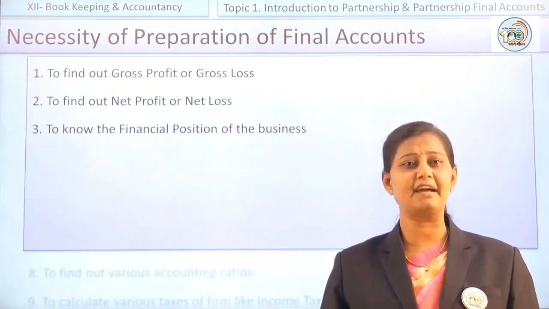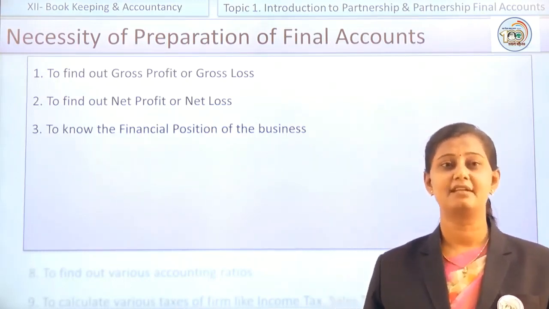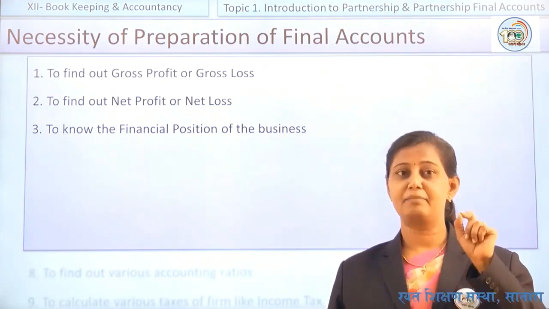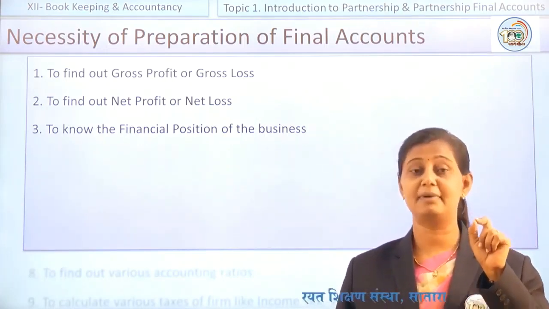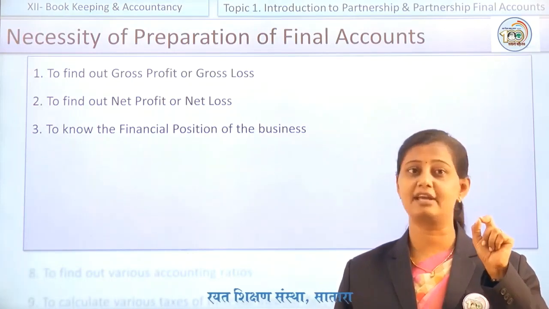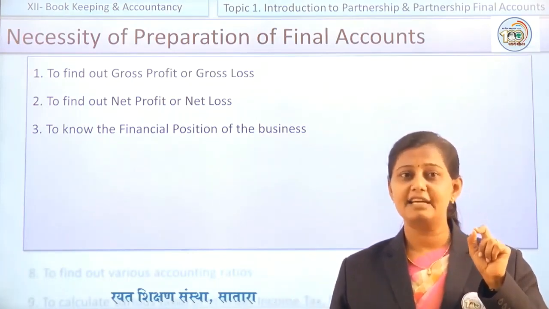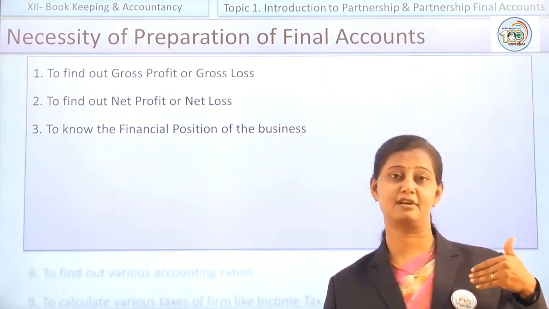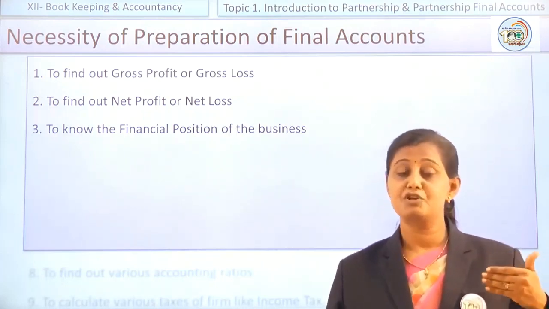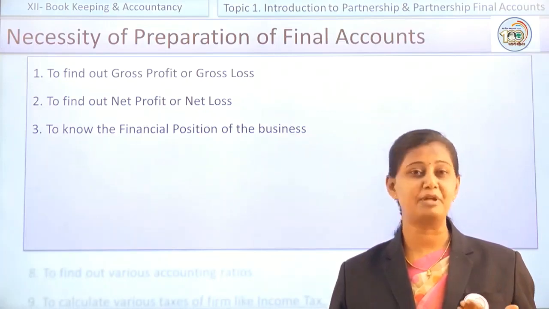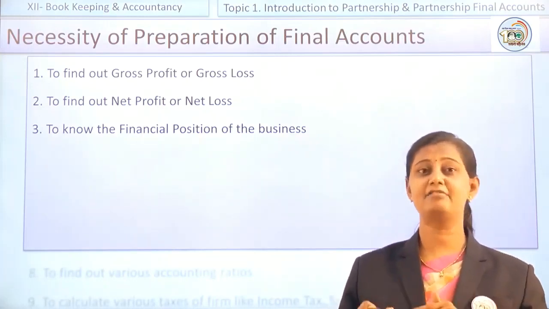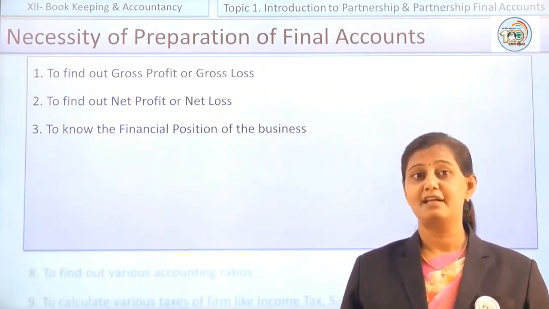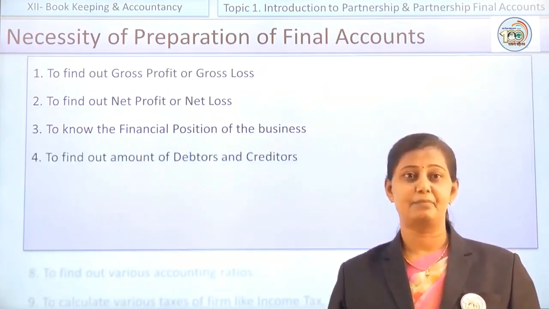Next one is to know the financial position of the business. Financial position of the business is judged by preparing balance sheet. Balance sheet is a statement, not an account. Balance sheet is prepared after preparing trading account and profit and loss account. Balance sheet shows the financial position of the business at the end of the accounting year: how much assets and how much liabilities the business has.